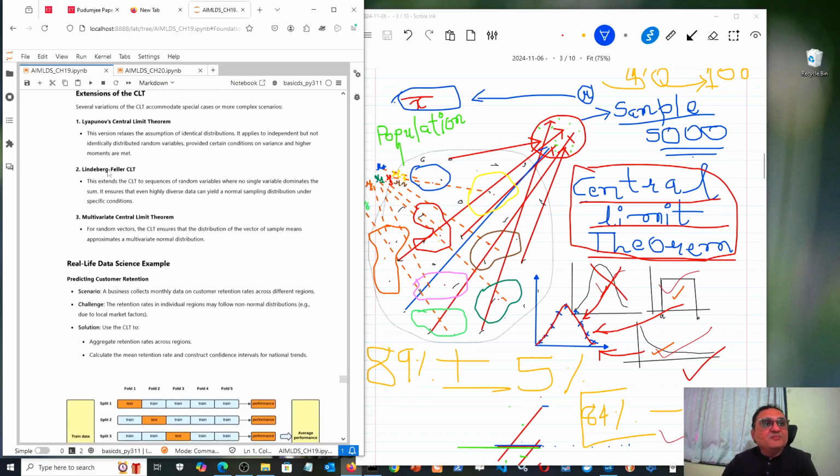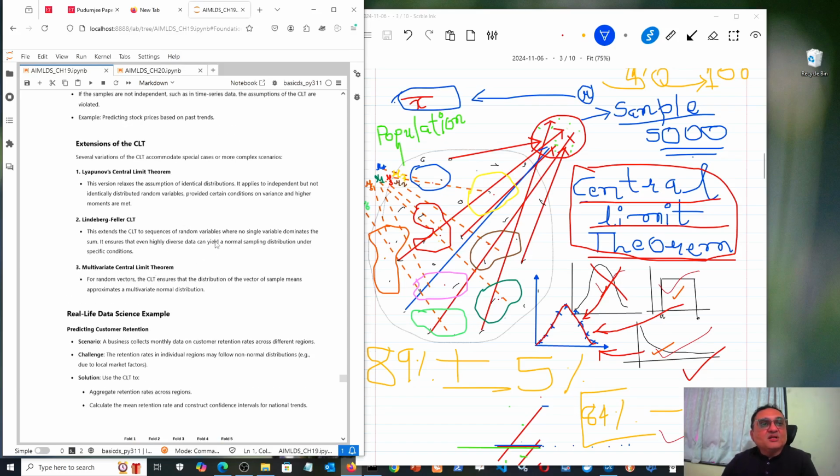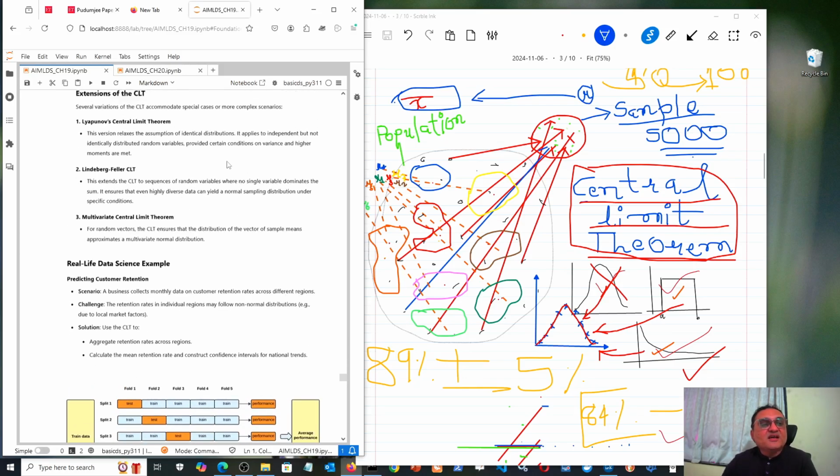Similarly, there is another, the Lindeberg-Feller central limit theorem, that can be used for a sequence of random variables where no single variable dominates the sum. So even highly diverse data can yield a normal sampling distribution under specific conditions. The data may be totally diverse from each other. Here independence is there, but suppose you do not have identical distribution and totally diverse data is there. Then the central limit theorem in its original form does not work, but these two statisticians have given another extended version.